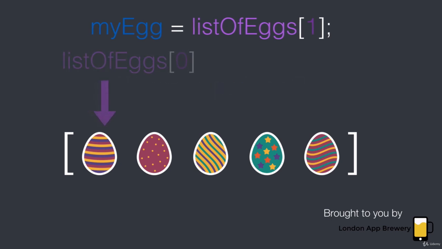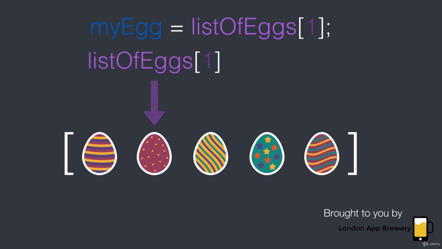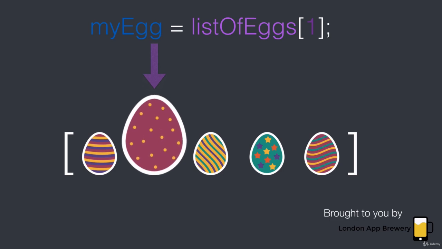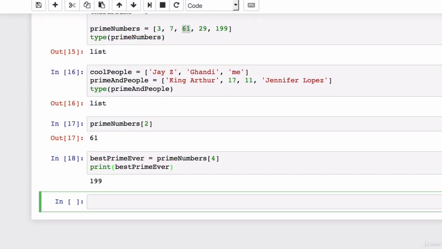The answer is we would be grabbing the second egg in the list, the spotted one. Again, this is because programmers start counting from 0. Now, the reason I'm belaboring this point so much is because forgetting to count from 0 is super common, and these off by 1 errors will also crash your Python program.